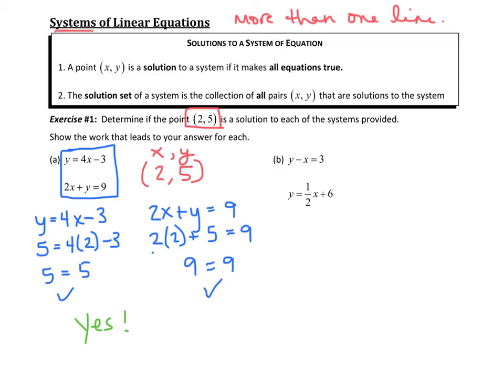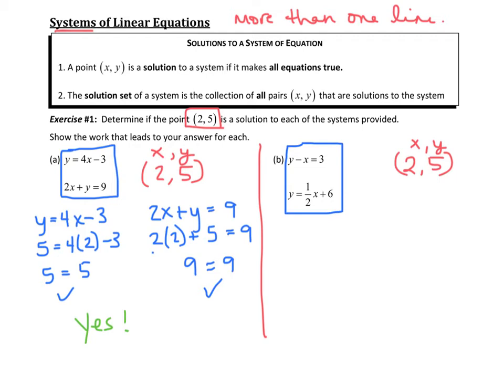Okay, now let's check letter B. I'm still working with the same point, the point 2, 5, which is x comma y. My system for part B is these 2 linear equations, y minus x equals 3 and y equals 1/2 x plus 6. So once again, I'm taking this point, 2, 5, and plugging it into both of these. So y minus x equals 3. I'm going to take my 5 and put it in for y, and my 2 in for x, and see, does the left equal the right? 3 equals 3. So that one does work.